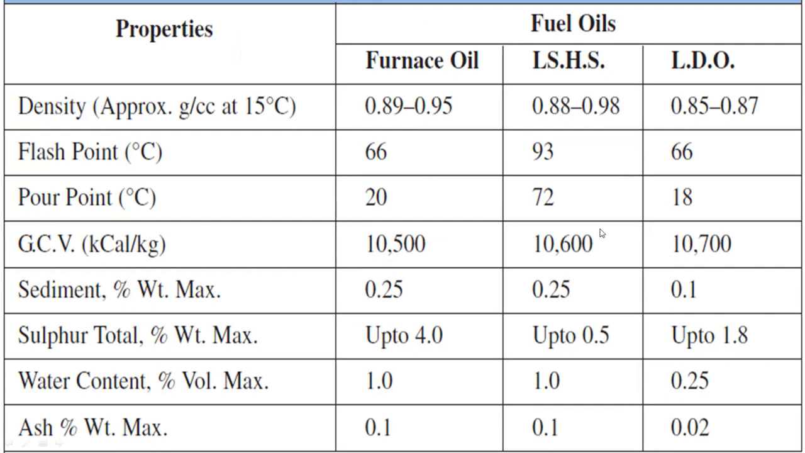Gross calorific value in kilocalories per kg we have already seen. And sediment as a percentage of weight is 0.25 in furnace oil, 0.25 in LSHS, 0.1 in light diesel oil. So percentage of total sulfur is up to 4 in furnace oil, 0.5 in LSHS, and 1.8 in light diesel oil. Water content as a percentage of volume, 1% in LSHS and furnace oil and 0.25% in light diesel oil. And as a percentage of weight, 0.1% in furnace oil, 0.1% in LSHS, and 0.02% in light diesel oil.